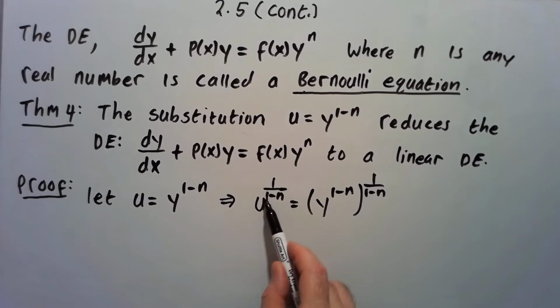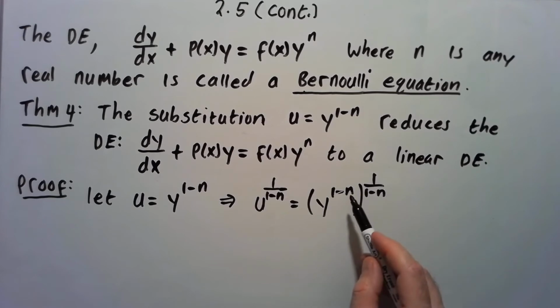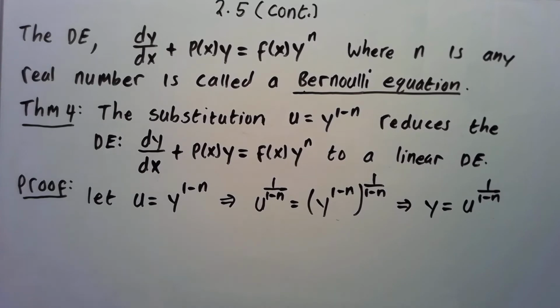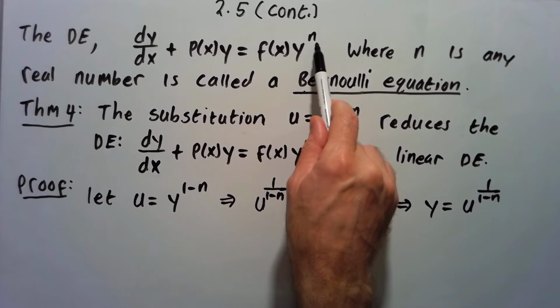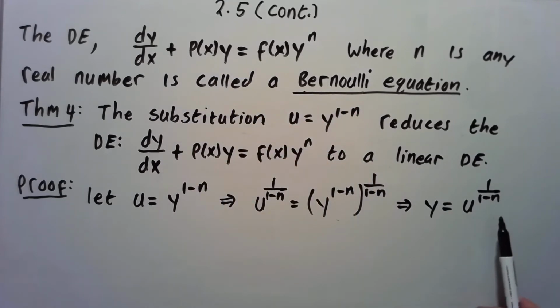So doing that we get u to the 1 over 1 minus n power equals this guy here. These will cancel because you multiply the exponents. So doing that we get then y equals u raised to the 1 over 1 minus n power. We are dividing by 1 minus n here, so for this analysis I'm assuming that n is not 1, otherwise you'd be dividing by 0 here. But if n was 1, then this would actually be separable, so there wouldn't be any need to worry about it in that case. So we're assuming here that n is not 1, for the time being.